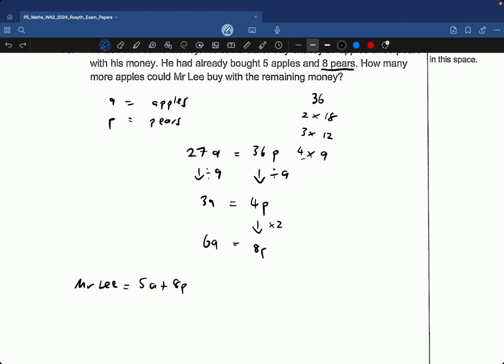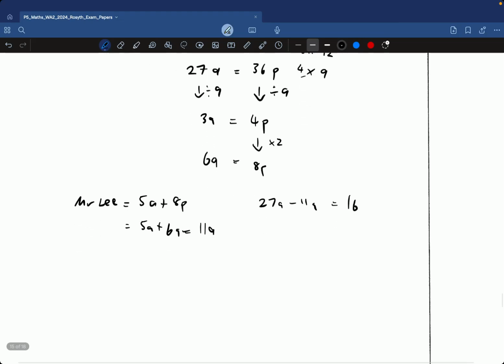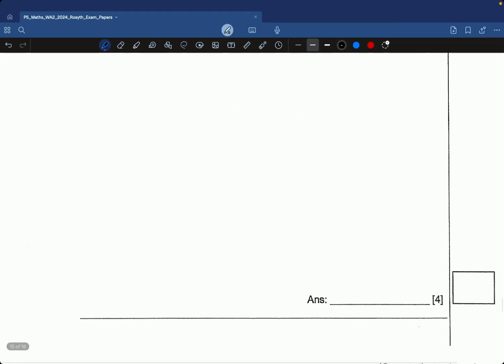So Mr. Lee has like 27. He could buy 27. So if we swap 8 pears to 6 apples, this will become 5 apples plus 6 apples, which is 11 apples, right? And he could buy 27. So that means 27 apples minus 11 apples, which is basically 16. So he could actually buy 16 more apples in this case.